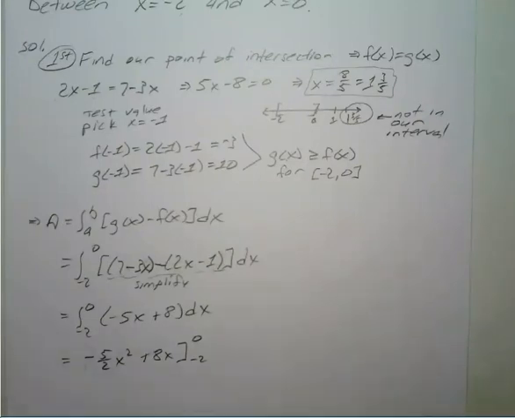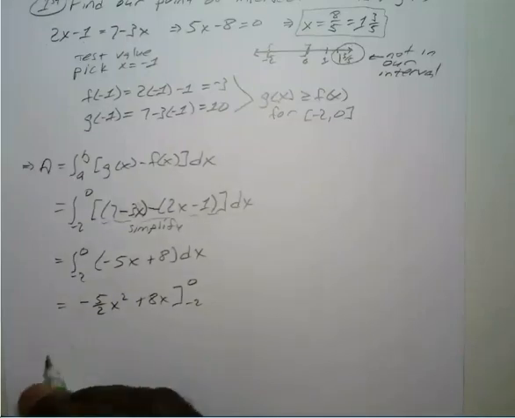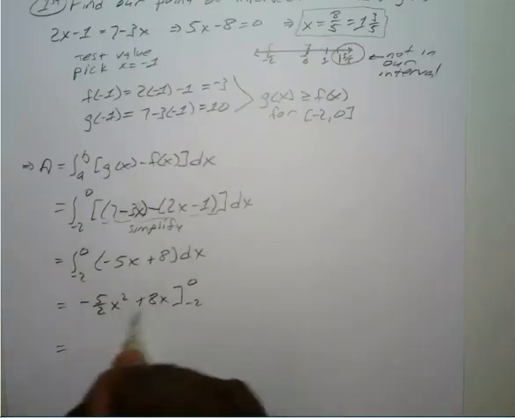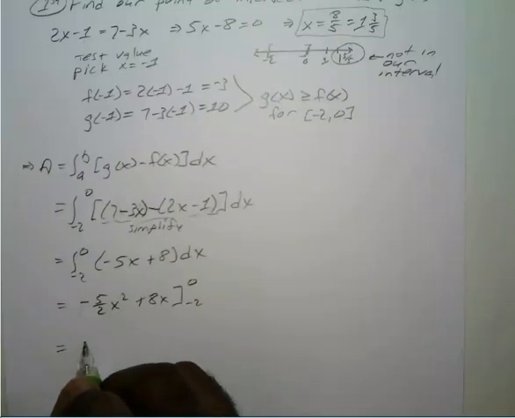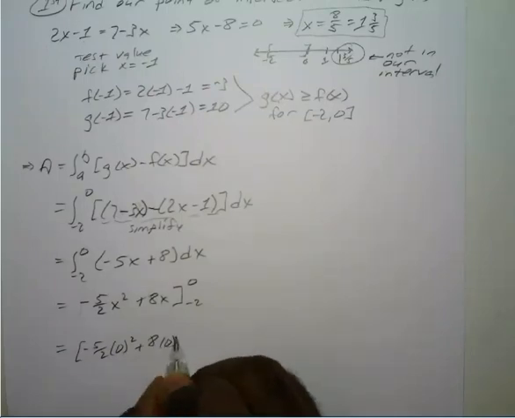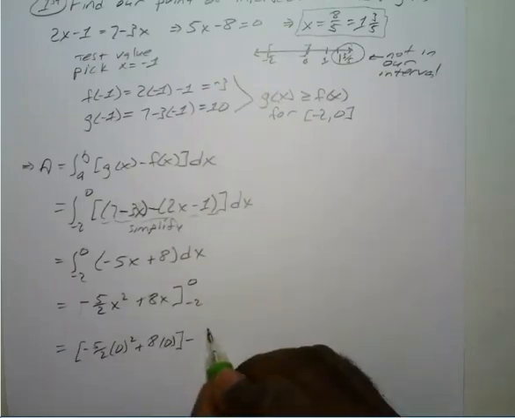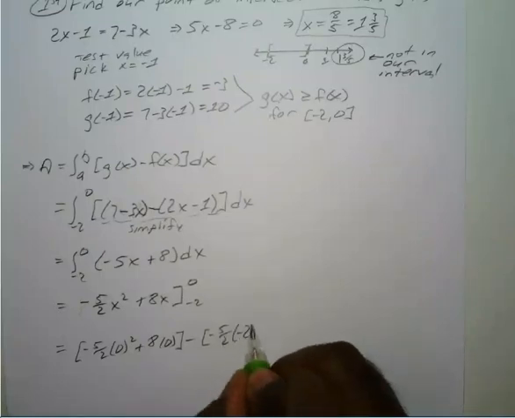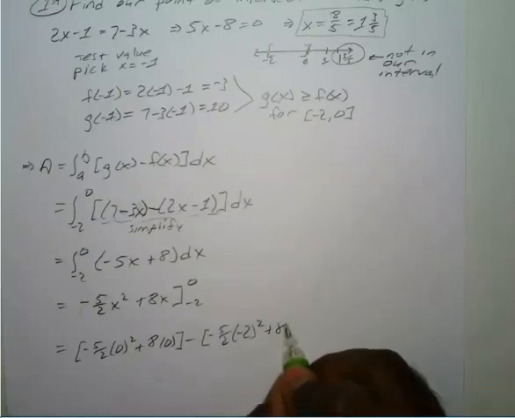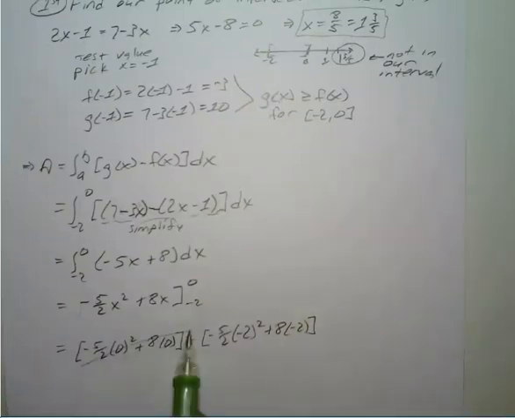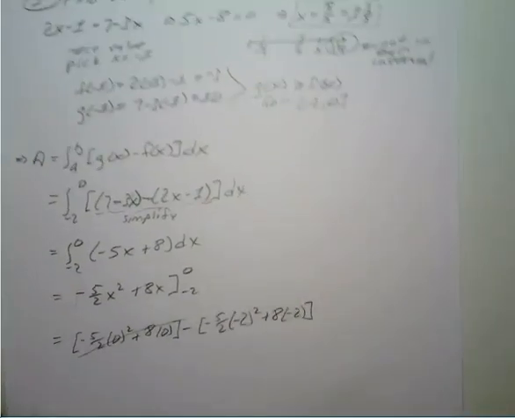All right. So we go ahead and do our fundamental theorem. We plug in our 0. We can just know that's going to be 0, but we'll go ahead and go through all the steps. So negative 5 over 2 times 0 squared plus 8 times 0, minus negative 5 over 2 times negative 2 squared plus 8 times negative 2. Again, 0 and 0, that's just going to be 0, so that whole thing just disappears.